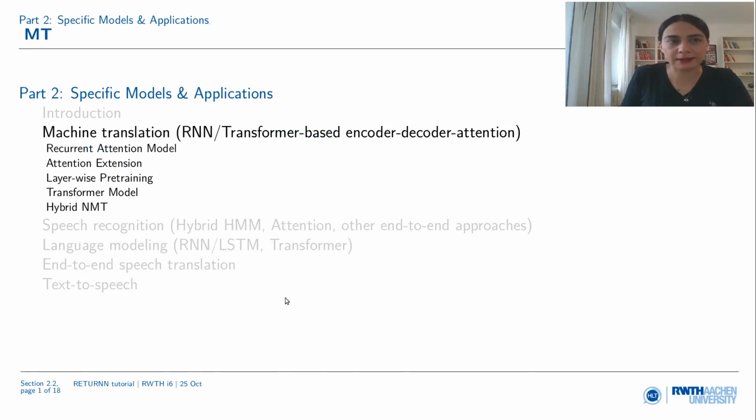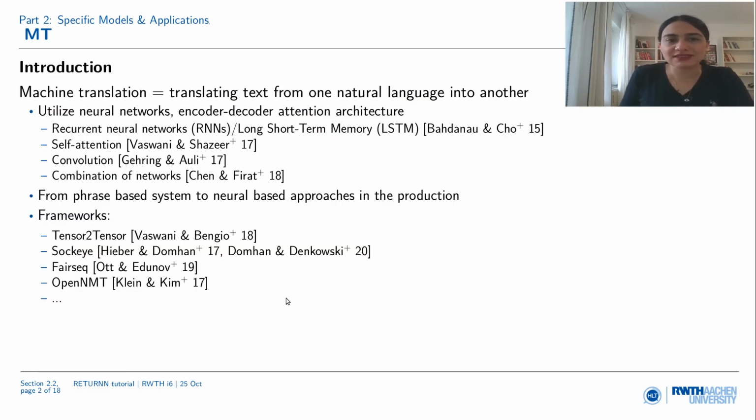Let's start with machine translation or MT. Machine translation is a task of translating text from one natural language into another, for example, from French to English. As you may know, the current state-of-the-art models are based on neural networks, especially encoder-decoder attention architectures, in which the encoder and decoder can be composed of different networks like RNNs, self-attention, convolution, or a combination of these networks as well.